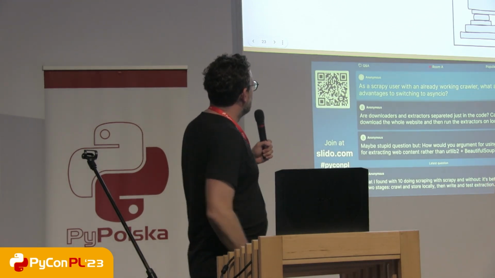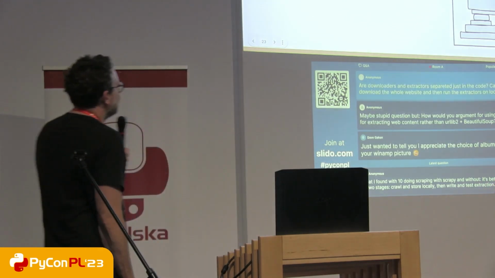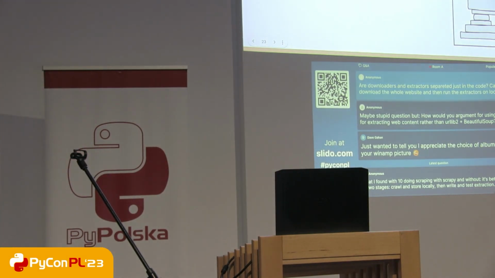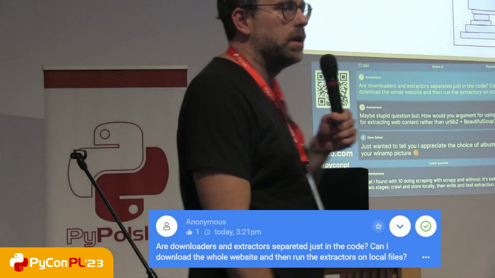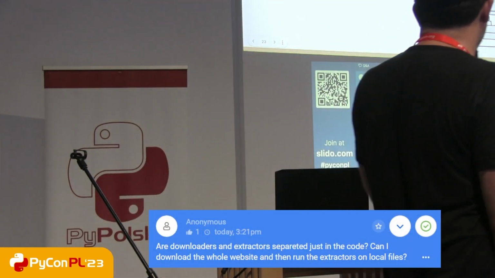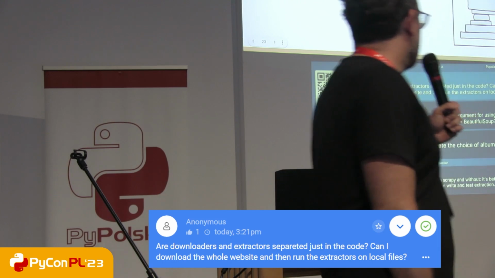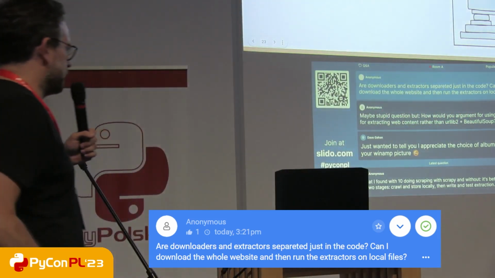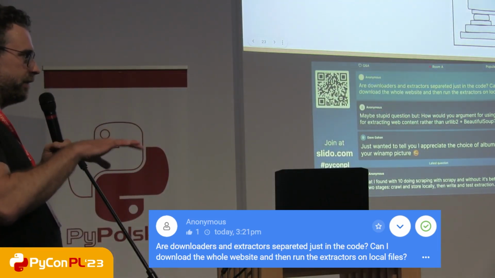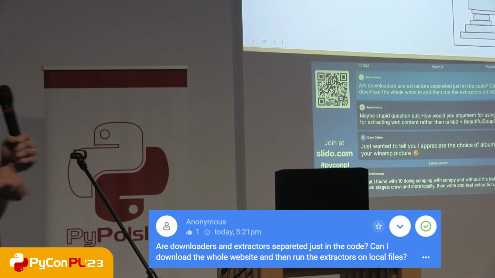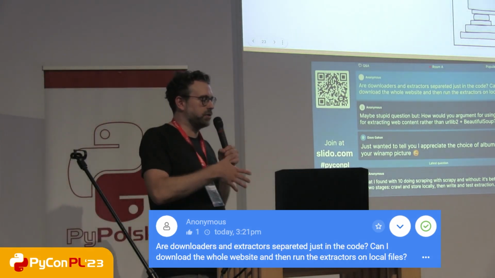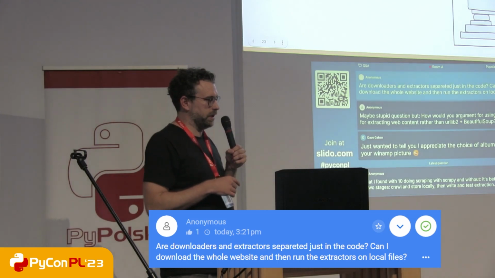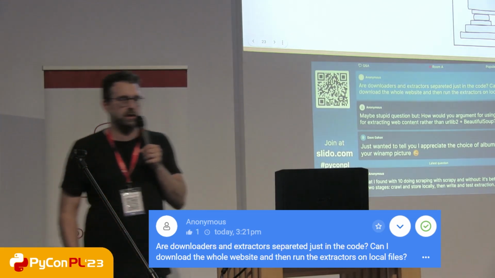Okay. Are downloaders and extractors separated just in code? Can I download the whole website and then run the extractors on local files? Yes, the answer is yes, and that's a nice thing about this. You can basically download, and the Scrapy Pattern save fixture command will do this for you. It will download the website and then run the extractor on the local files, so you don't have to test by making requests to a website over and over again, which is quite inconvenient and inefficient sometimes.